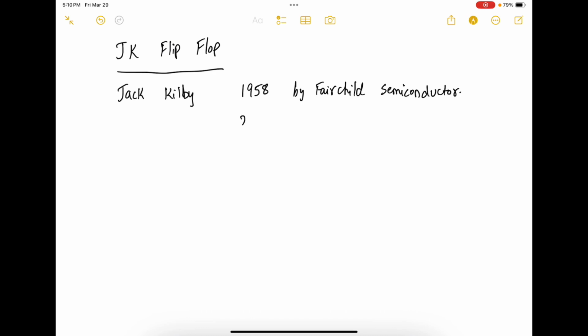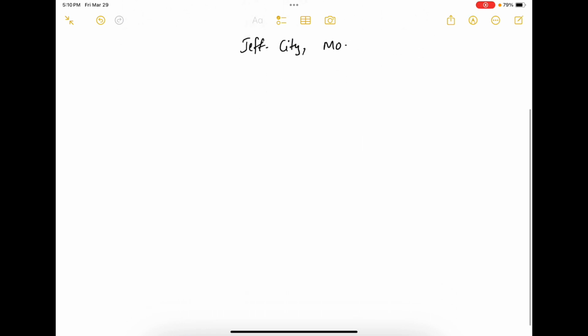He got a Nobel Prize in the year 2002, I believe, and he died in the year 2005. He was born in the city of, I think it was Jefferson City, Missouri. So let's see what Jack Kilby did.